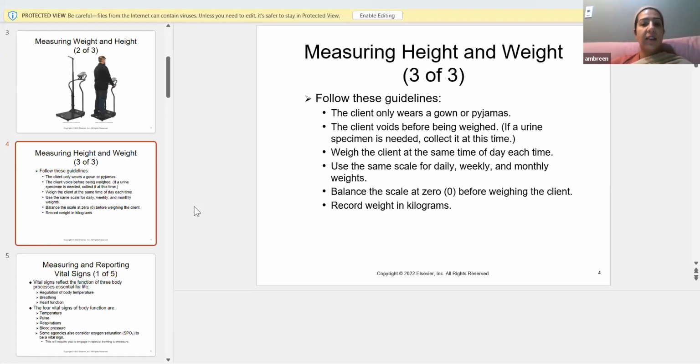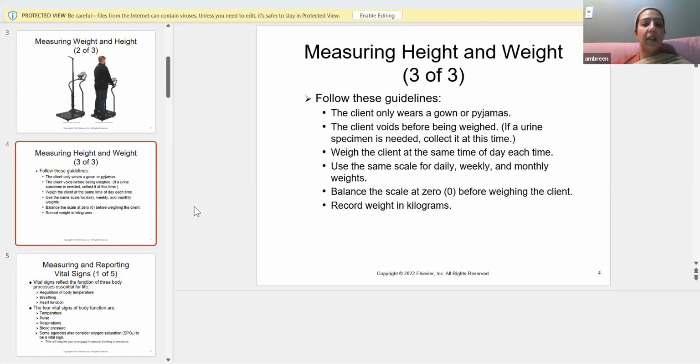Weigh the client at the same time of each day. Yes, that's true. We always weigh the client at the same time, same day. Normally, if it's once or twice in a month, same day, but same time as well. Use the scale for daily, weekly, or monthly weights. As I mentioned, it can be daily, weekly, or monthly weights.